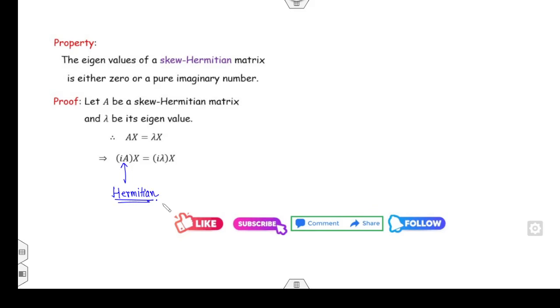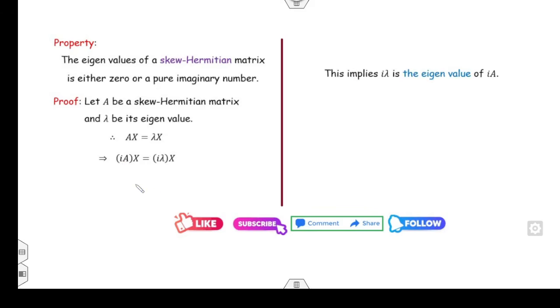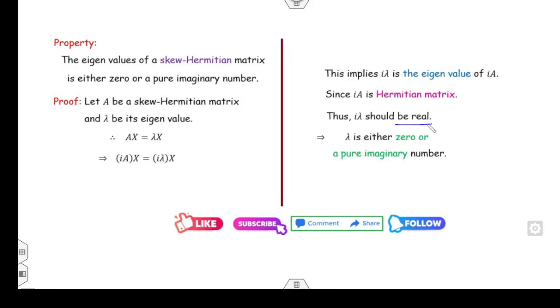Fine, we all know if A is a skew-Hermitian matrix, then iota of A is always Hermitian. From this we can say iota of lambda is the eigenvalue of iota A, but iota A is my Hermitian matrix, and by the previous property, eigenvalues of a Hermitian matrix are always real. That means lambda times iota should be real.